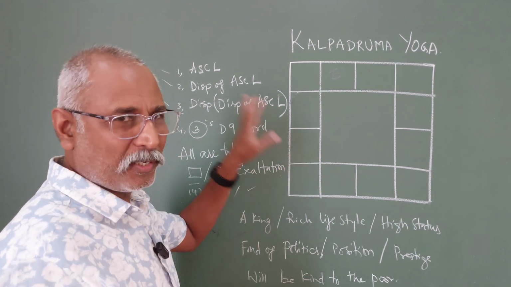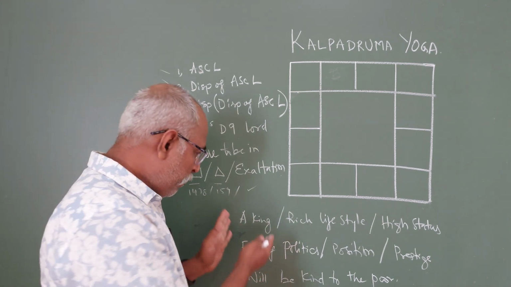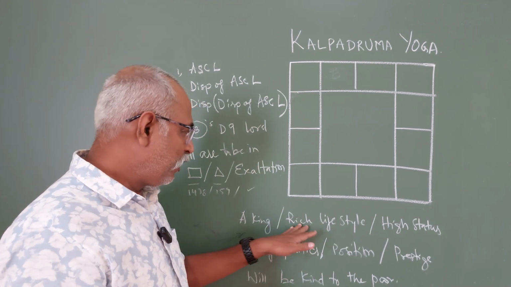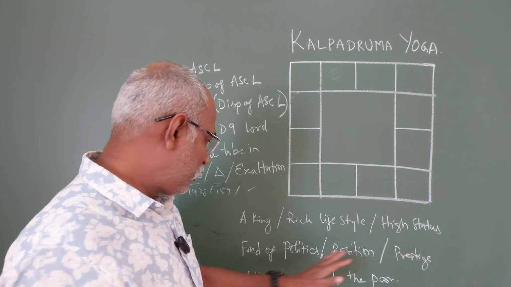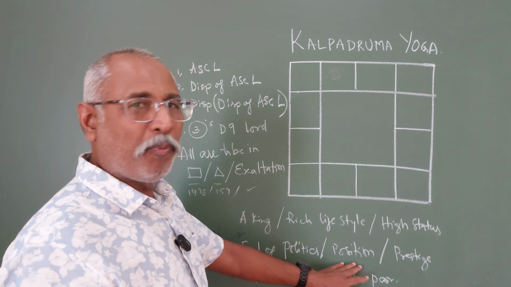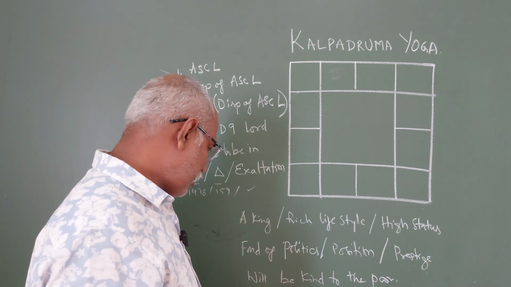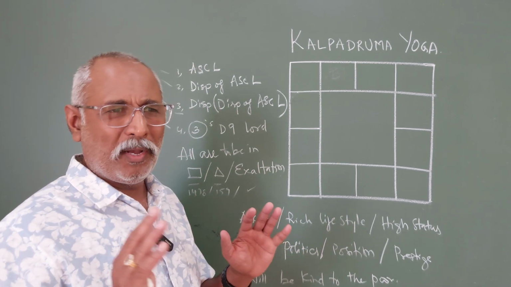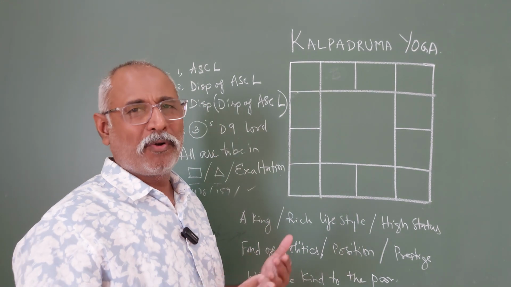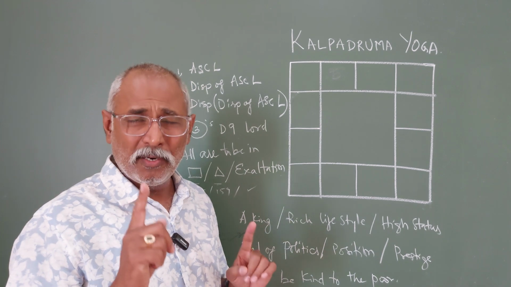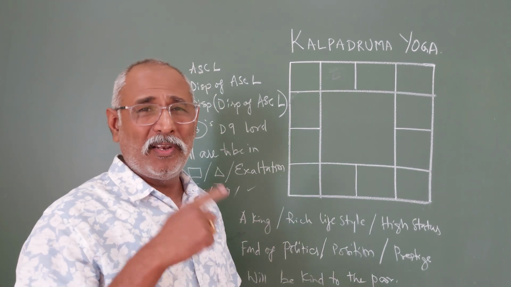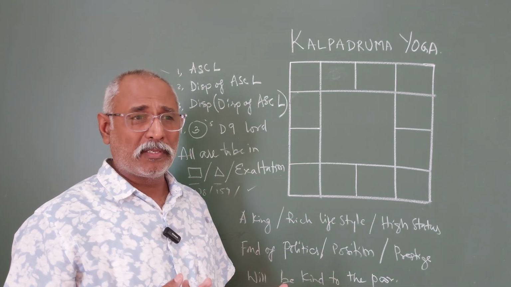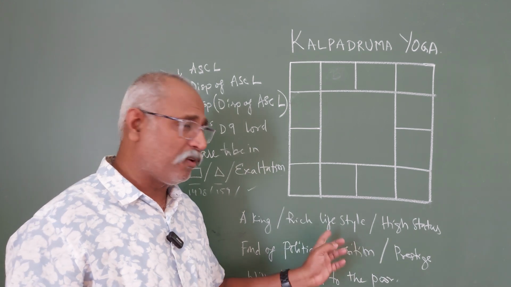I'll put an example and I'll show you. It is a little confusing, but I'll do it with an example. A king, a person who will be living the status of a king, rich in lifestyle, high status, fond of politics, position, prestige, and also kind to the poor. He is a nice, merciful person who has a lot to offer to the poor and does a lot of charity, but would always love to be felicitated over a stage. Prestige is very important. What we call social respect is required for this person.